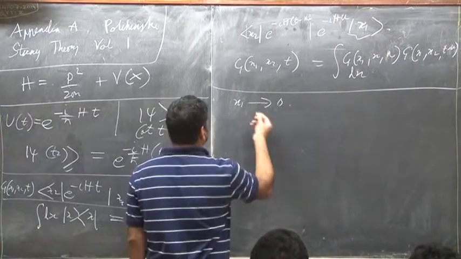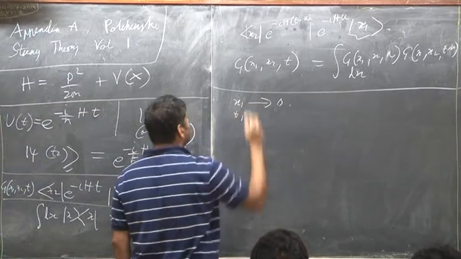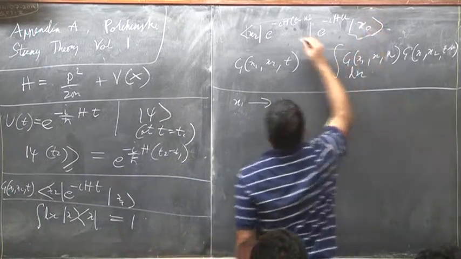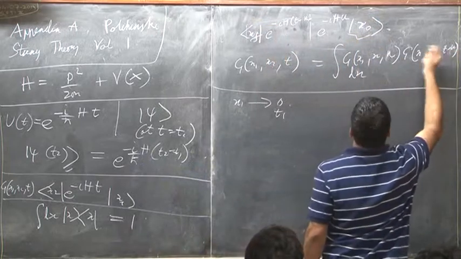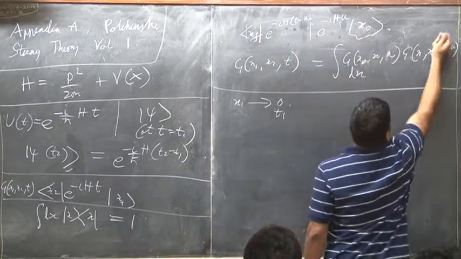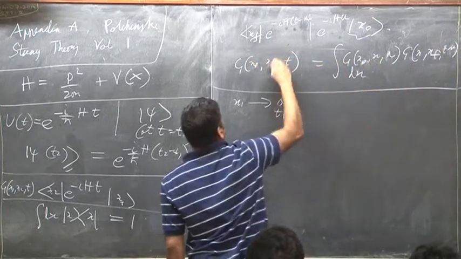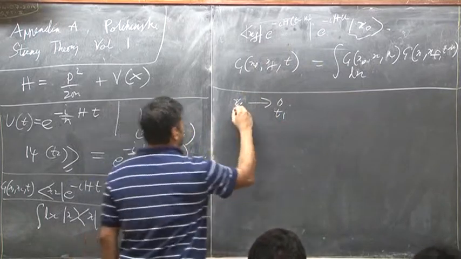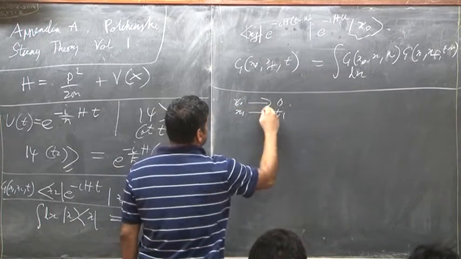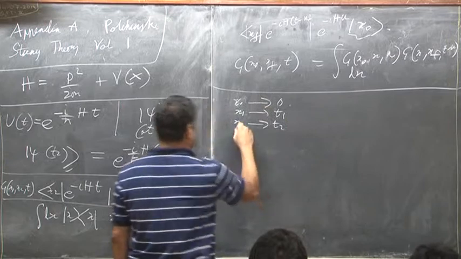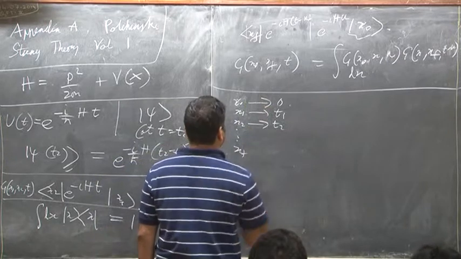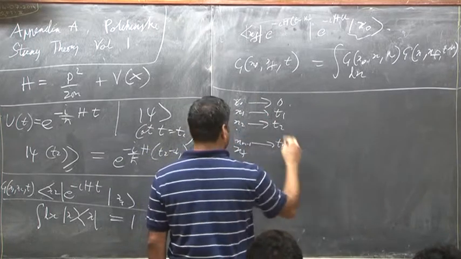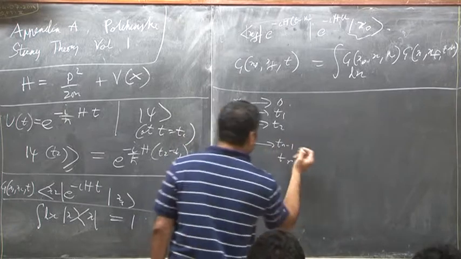Okay, let's call the first time step t1, and let me also put this x initial and x final. Suppose it's x0 at time t0. And we'll call this x1 at time t1, x2 at time t2, up to xn at time tn, x final at time tn, which is equal to t.